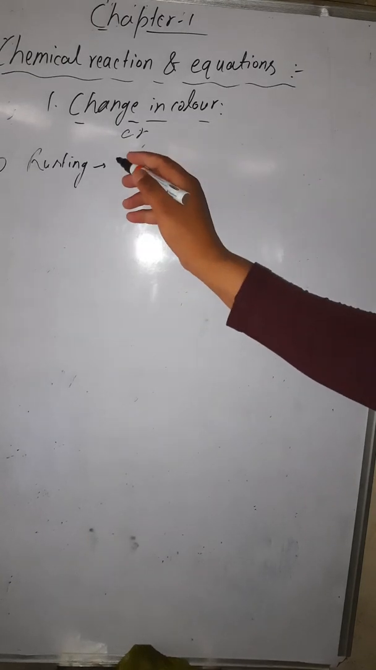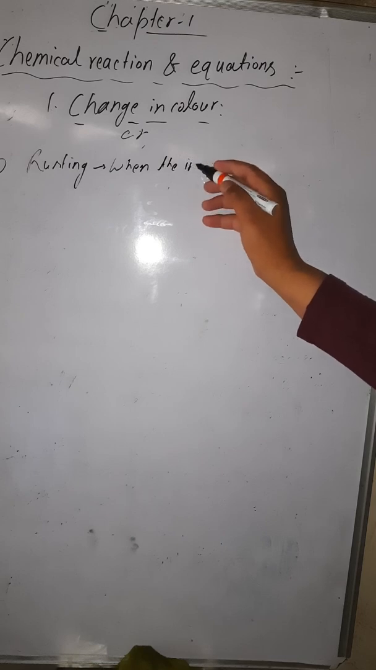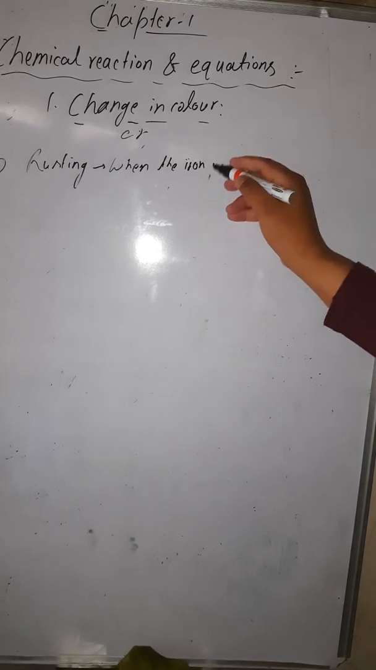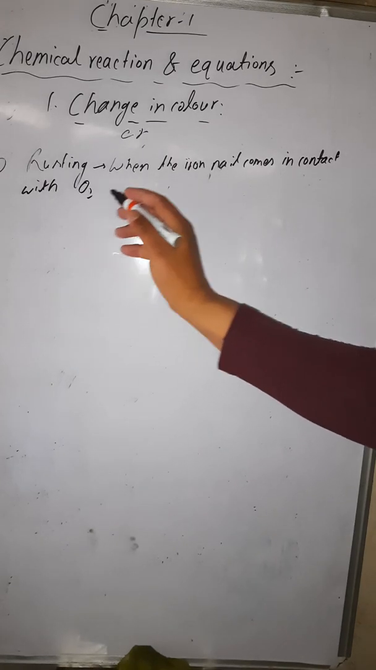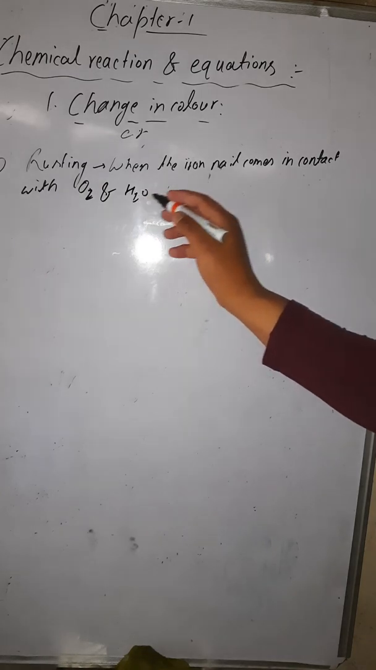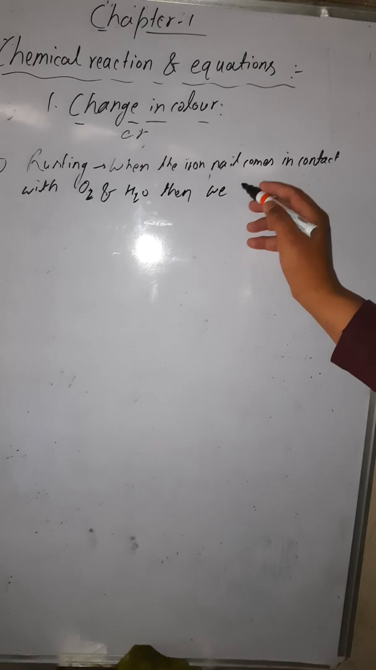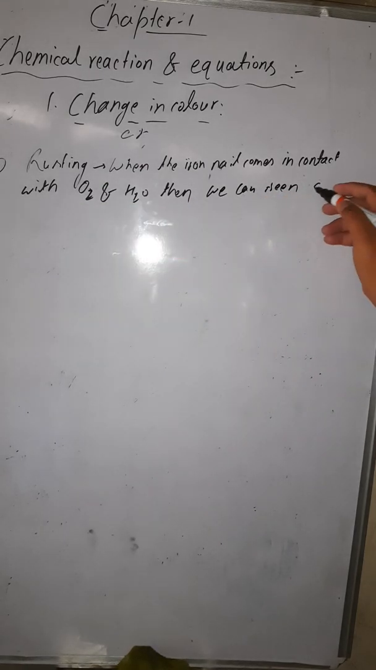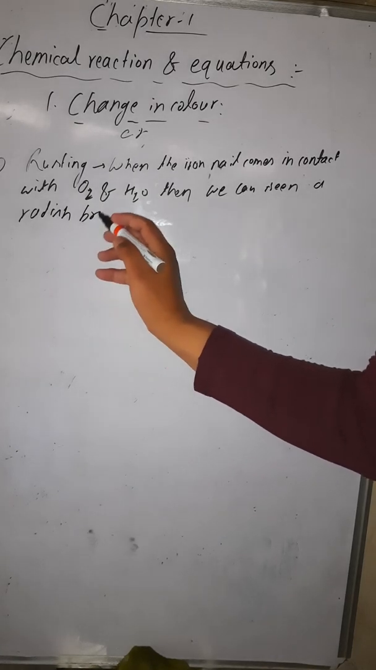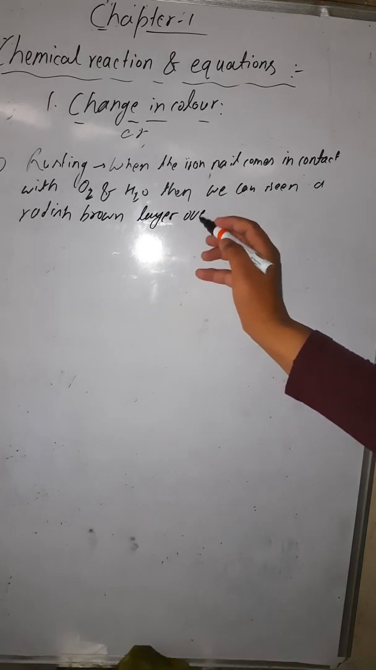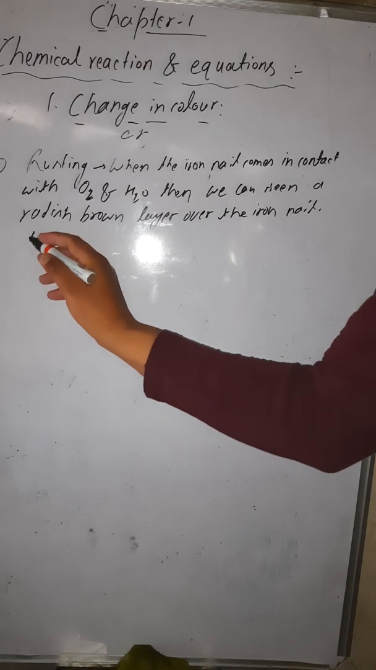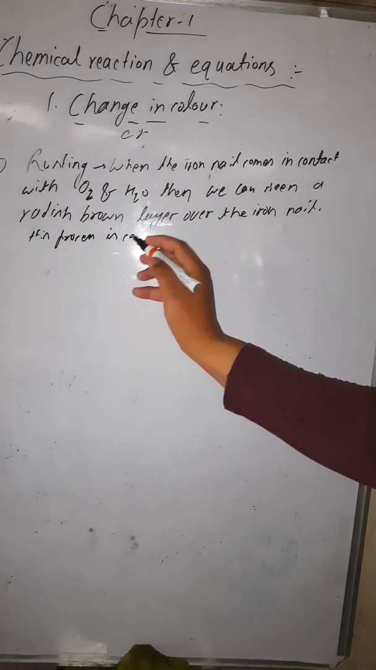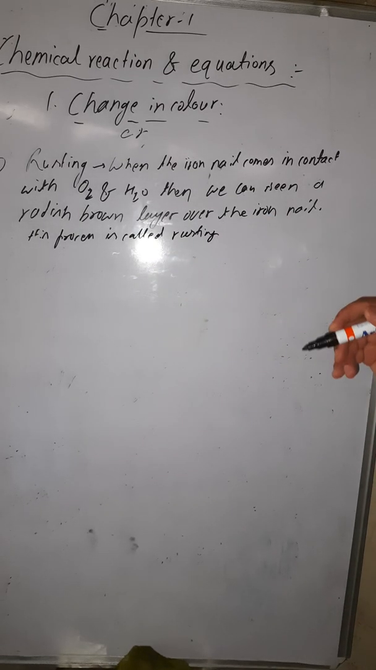I'm just writing here: when the iron nail comes in contact with oxygen and water, then we can see a reddish brown layer over the iron nail. So this process is called rusting.